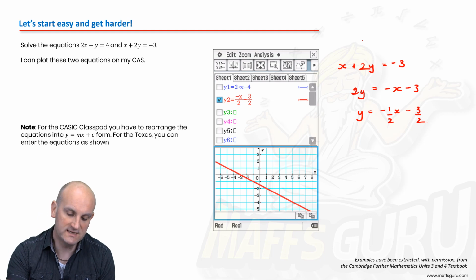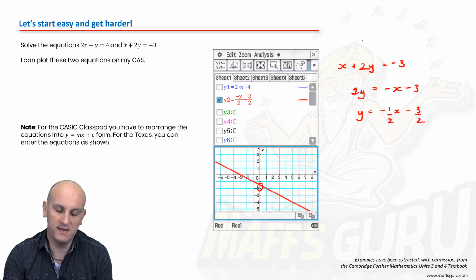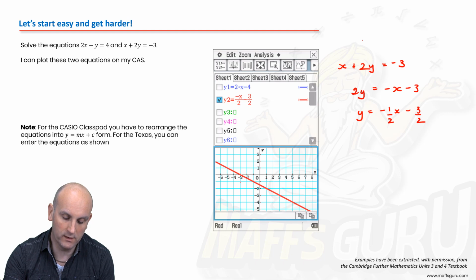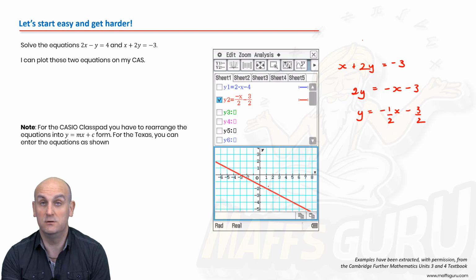So there we go, there's my equation, and what do I notice? Yup, I have an intercept of minus 3 on 2, or minus 1.5, and a gradient of minus a half. Let's just check that. For every 1 I go down, do I go 2 across? Yep. I absolutely do. So there are my 2 lines.